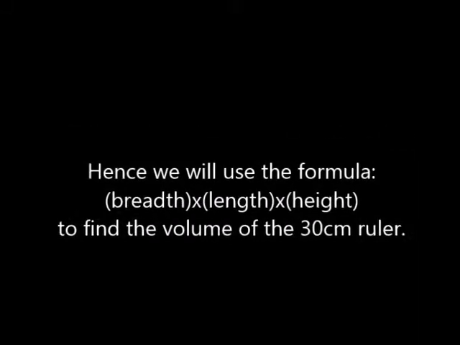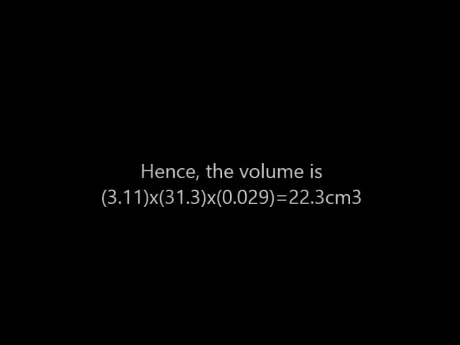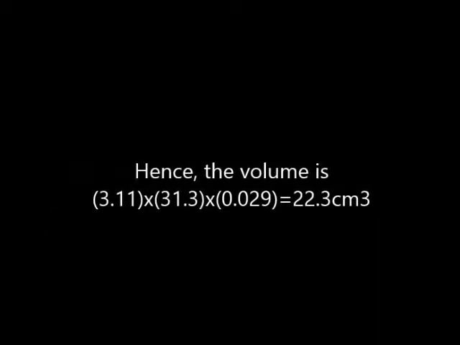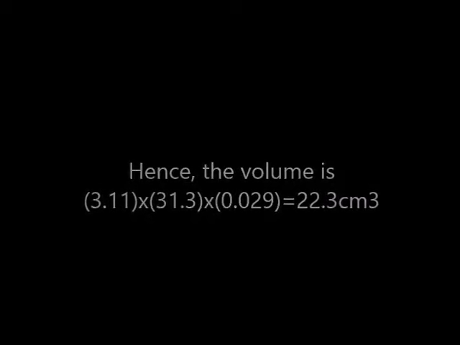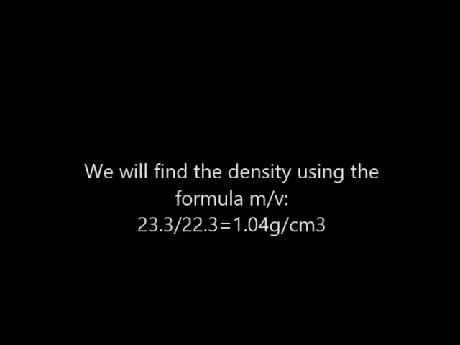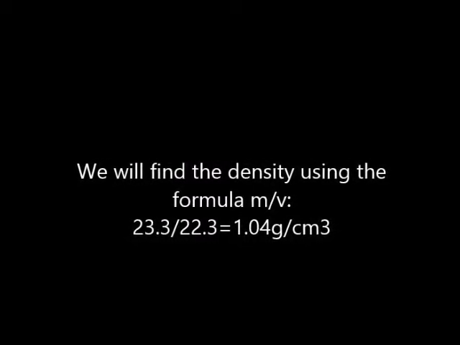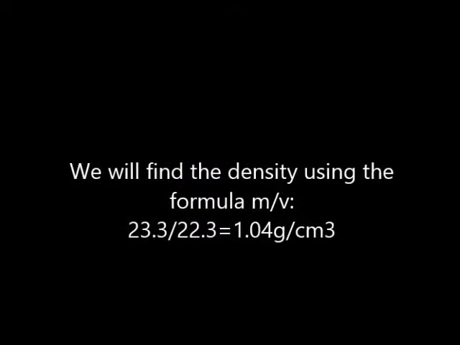Hence, we will use the formula breadth times length times height to find the volume of the 30 cm ruler. Hence, the volume is 3.11 times 31.3 times 0.229, which equals 22.3 cm³. We will find the density using the formula mass over volume. 23.3 over 22.3 equals 1.04 grams per cm³. We have found the density of Object A.